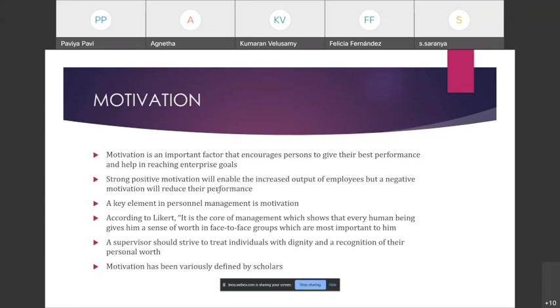Whereas if you are getting something and you know, okay, I am moving towards my goal slowly, then definitely there will be a lot of motivation to put more energy into that particular job which you are doing. Okay, so there is a person called Likert.